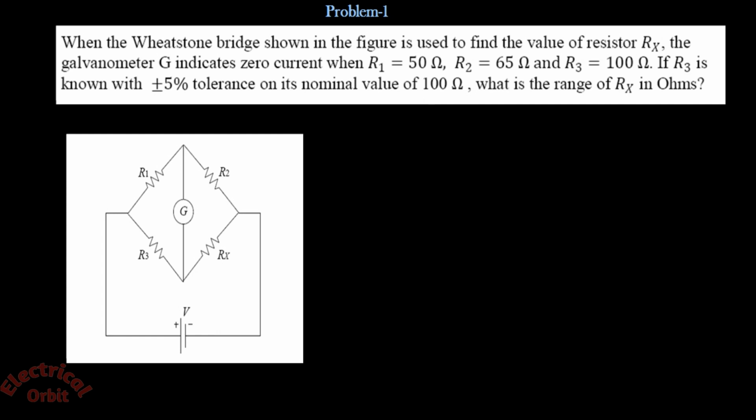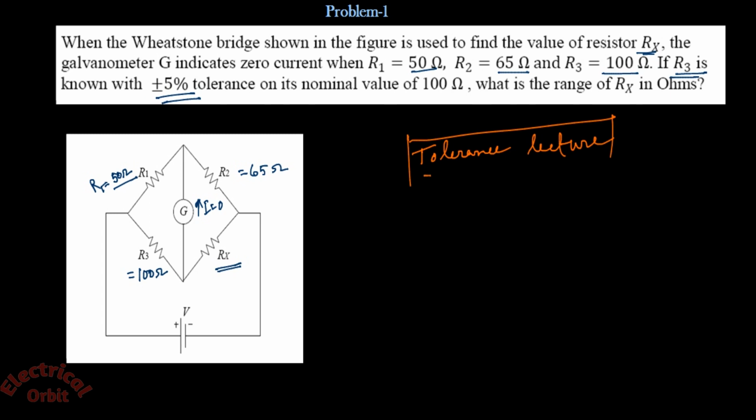In this Wheatstone bridge there is an unknown resistance, that is Rx. The bridge is balanced, or here I equal to 0 when R1 is 50 ohm, R2 is 65 ohm and R3 is 100 ohm, like this. But here R3 value has 5% tolerance, that is plus minus 5%. So if you have any doubt about tolerance, then go to my tolerance lecture. You will understand the concept of tolerance, or I will give this video link in the description box below.